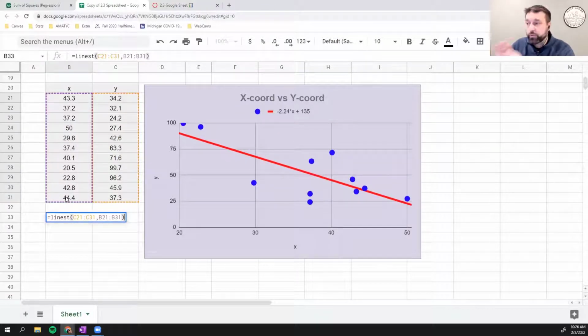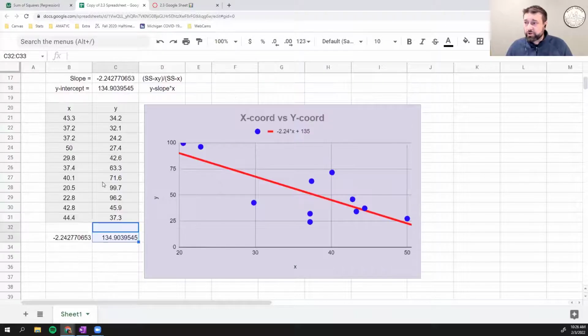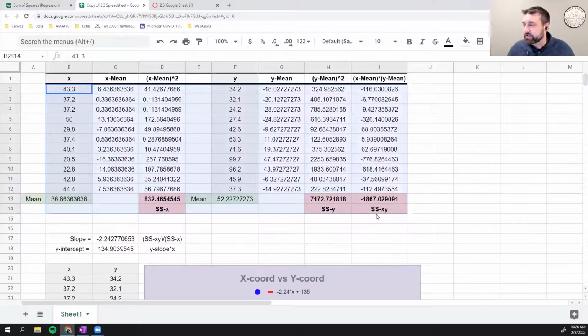So again, we're just dealing with the raw data here. We've done nothing else. We just got our raw data. We did equals LINEST. We highlighted the Y data, comma, we highlighted the X data. And then when we hit enter, it automatically gives us the slope and the y-intercept of the line of best fit without a graph, okay? So notice, they're exactly the same. 2.247, blah, blah, blah, 2.247, blah, blah, blah, 134.90, blah, blah, blah, 134.90, blah, blah, blah. Exact same values. And you didn't have to go through and do all of these steps.